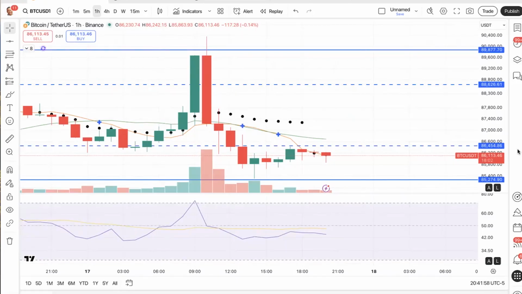So, I was gonna say, is there a specific range in the volume that you look for before you feel like it's a good time to get in? Is there a specific range?